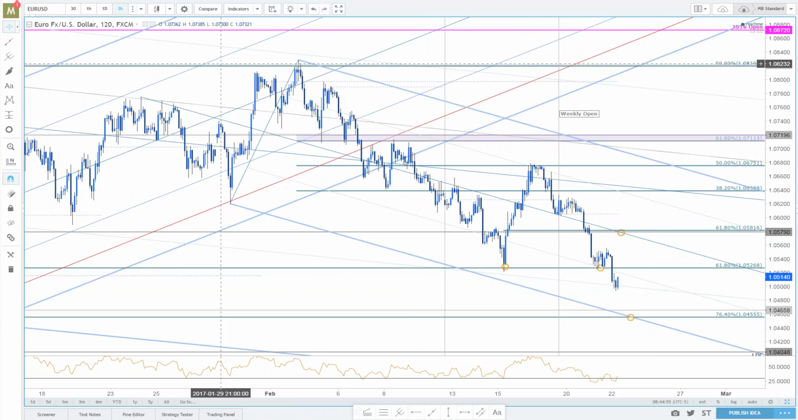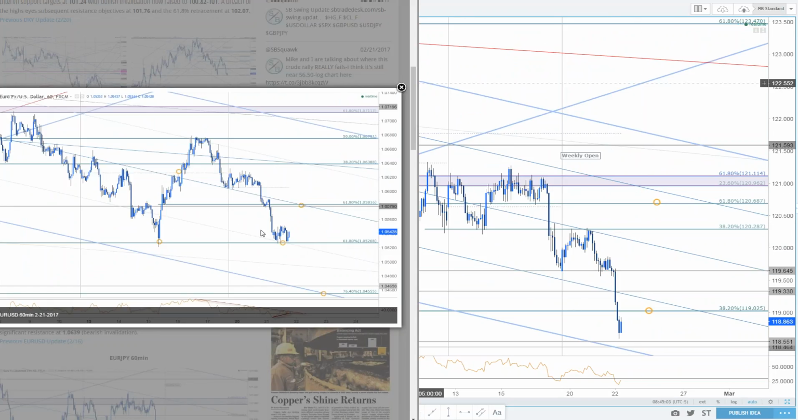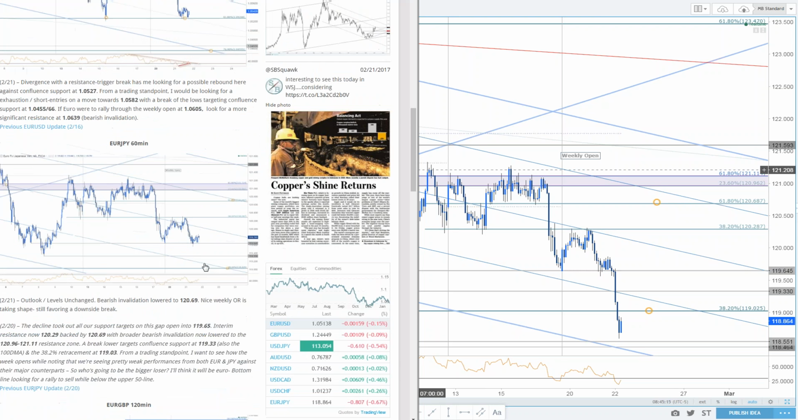All right, Euro Yen was a much cleaner play, and Euro Yen was a perfect break of the weekly opening range. So for Euro Dollar, guys, no change to any of the targets. Again, this rebound didn't last too long. We're now sitting on this line right here. You're looking ultimately for a drop into this key zone of support.